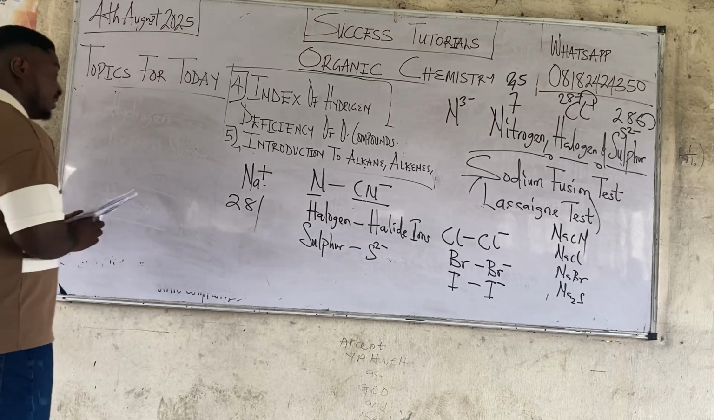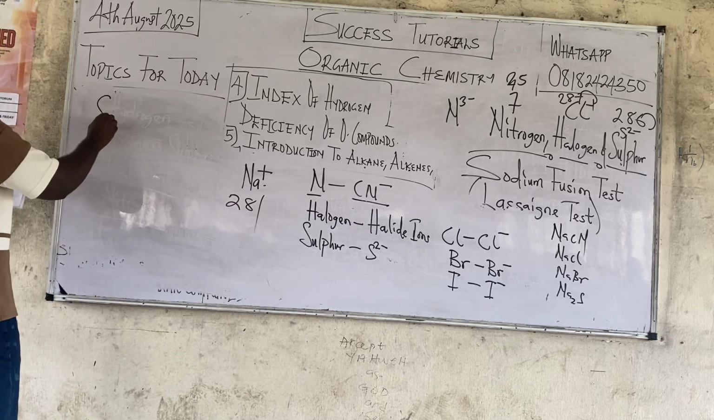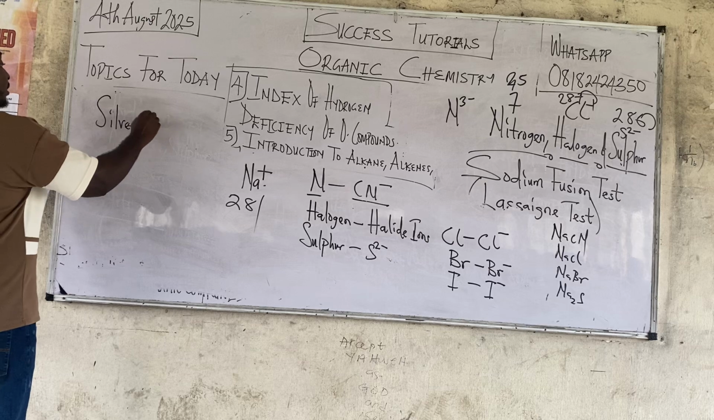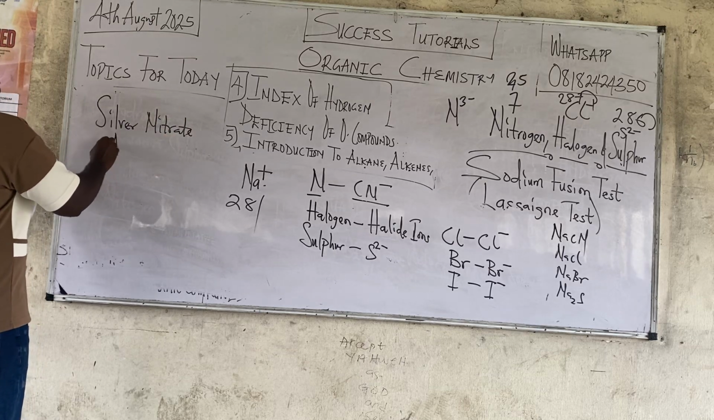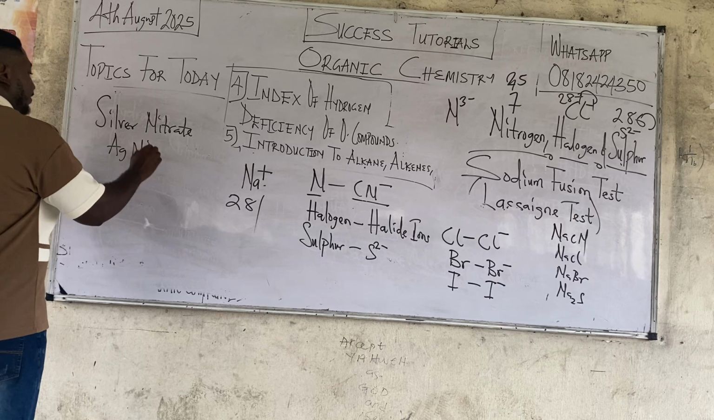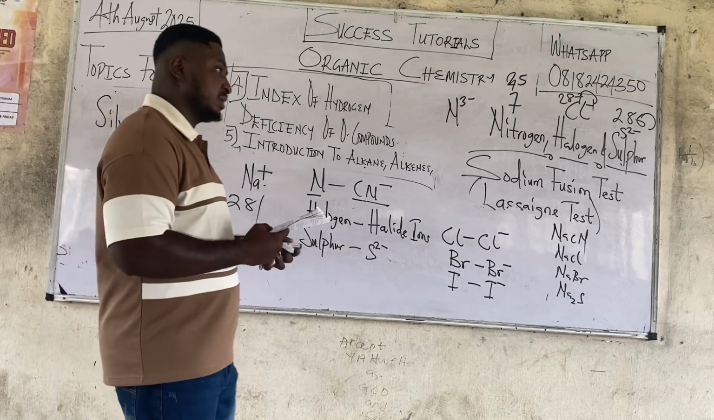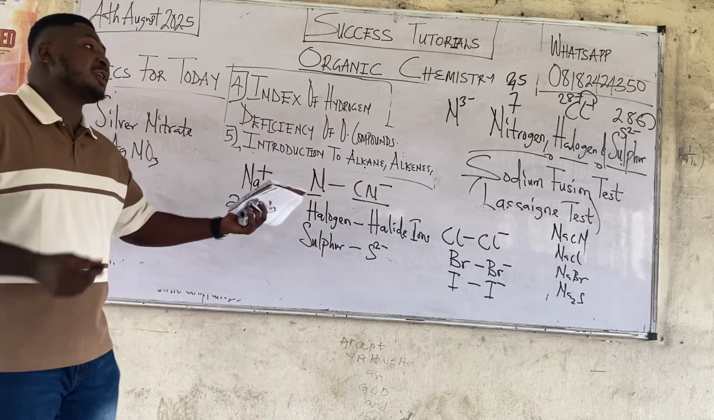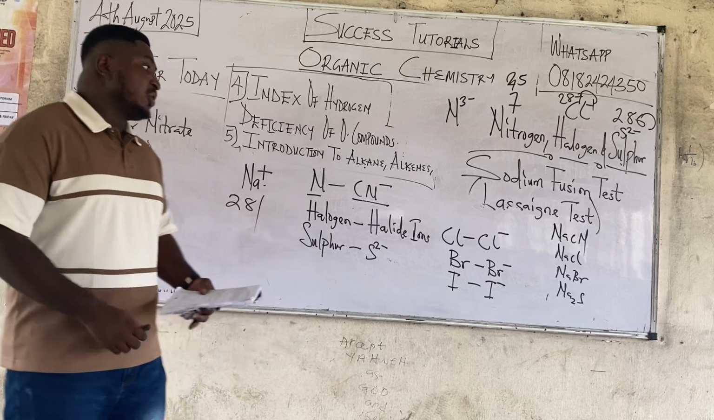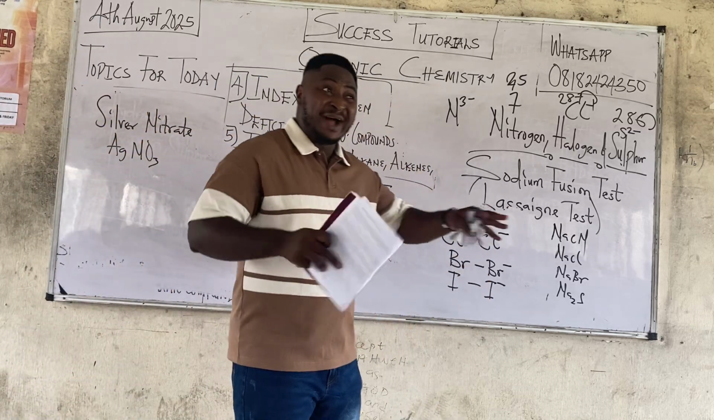Halogens. For the halogens, class, we introduce what we call silver nitrate, AgNO3. Now, why silver nitrate? Because the silver in silver nitrate has high affinity for the halogens. So, class, sodium has done its job. He has brought out everybody. So everybody go and find out, confirm if you are present or not.